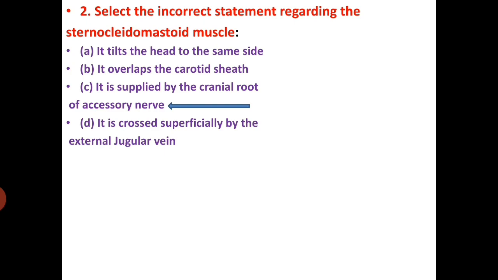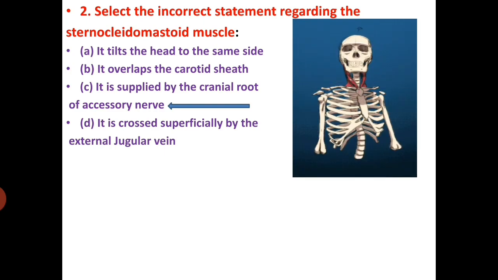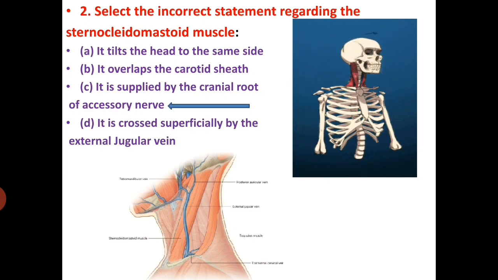So we'll see what these are. You can see the image. It tilts the head to the same side, and in the second image you can see the landmark at the neck region, the sternocleidomastoid muscle. It overlaps the carotid sheath, and in this image you can see that the external jugular vein lies over the sternocleidomastoid muscle. So the answer is it is supplied by the cranial root of accessory nerve, because this muscle is supplied by the spinal root of accessory nerve.